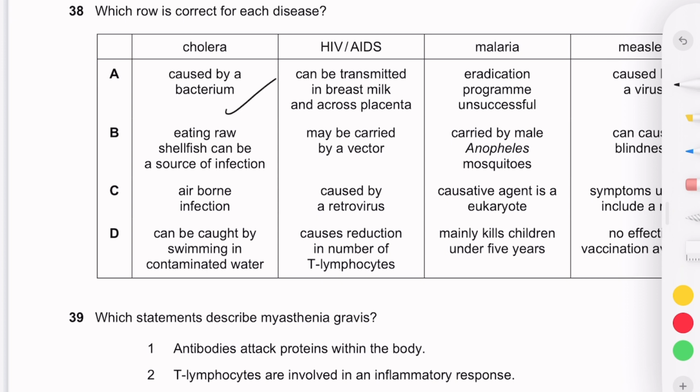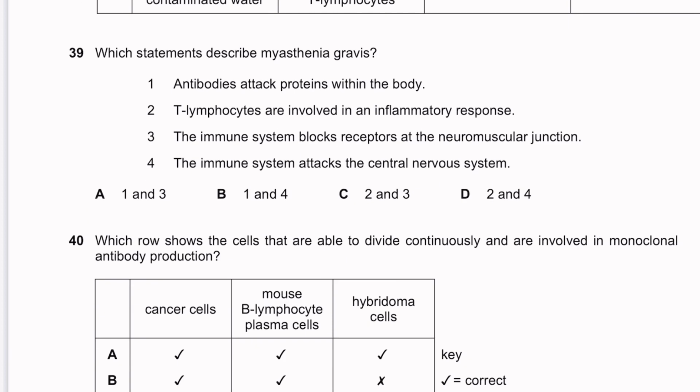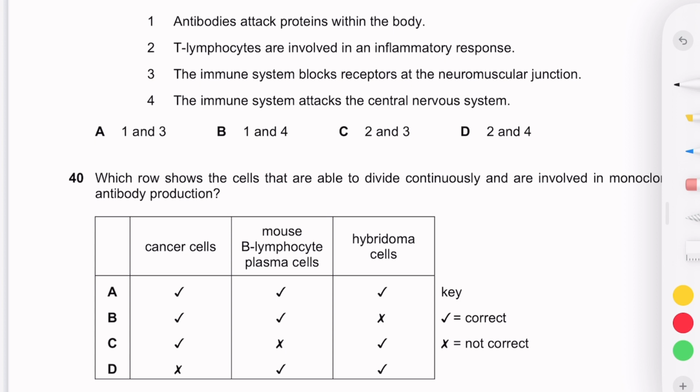Moving on, 3 to 2 rows correct for each disease. Cholera is caused by a bacterium called Vibrio cholerae. HIV and AIDS can be transmitted in breast milk and across the placenta. That is true. Malaria eradication program unsuccessful. That is true. And measles is caused by a virus. Totally correct.